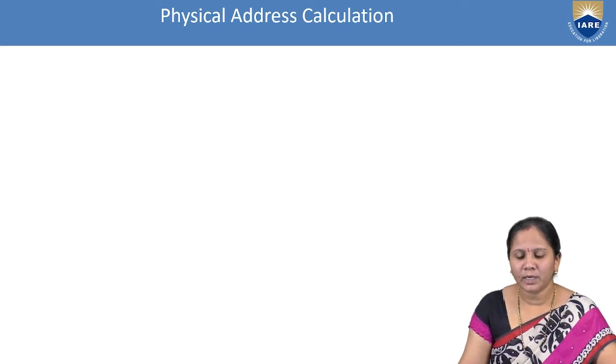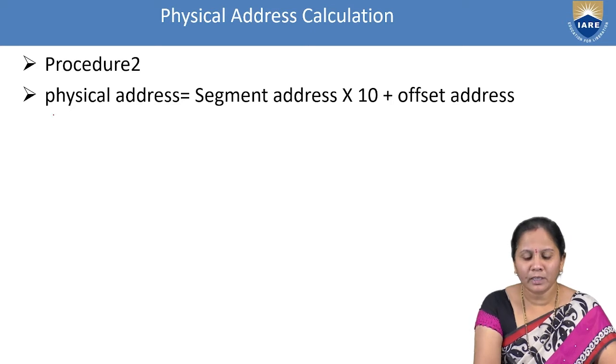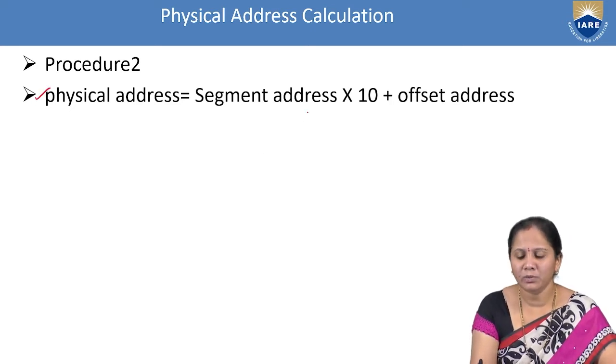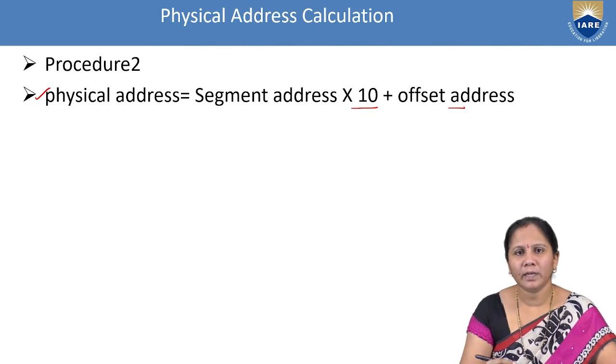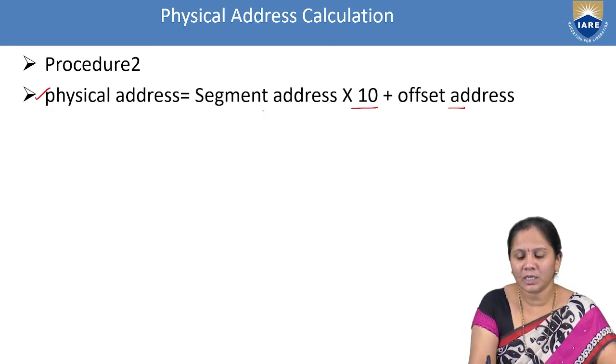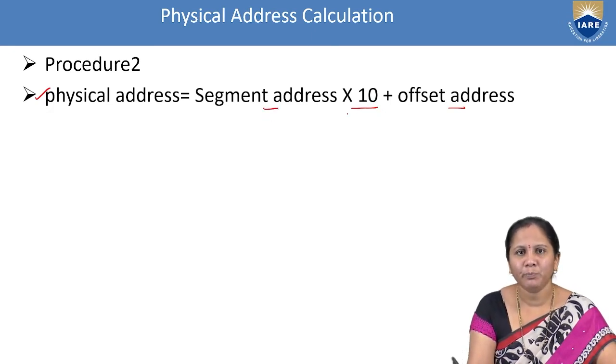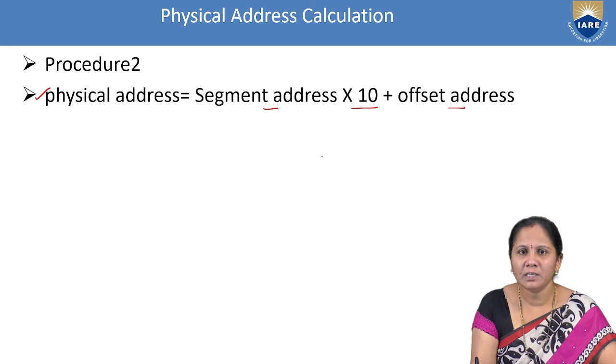And coming to the next procedure, there is another procedure also to calculate the physical address. Here, simply using the formula, physical address is equal to segment address into 10 plus offset address. In the previous procedure, we considered the segment address and shifted the data towards left by 4 bits. If you do like that, or just consider the segment address and make it into 10, both lead to the same result. So this is the formula we can use to calculate the 20-bit physical address.